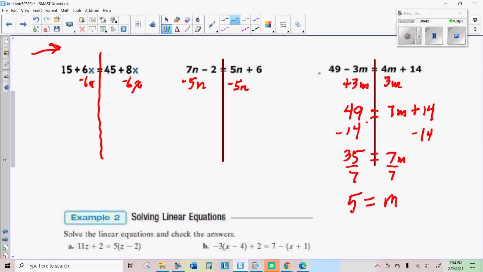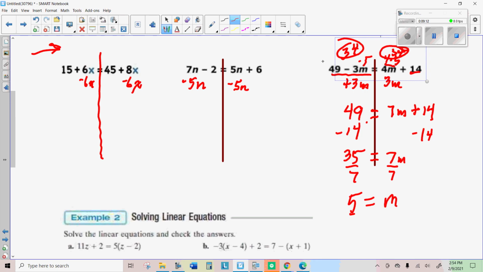Now, when you check this, you actually have to check two sides here. You have to do 49 minus 3 times 5 on this side. I'm just going to put times 5 there because my answer is 5. And then over here, we have to do 4 times 5 plus 14. So on this side, 49 minus 15 is 34. And 4 times 5 is 20, plus 14 is also 34. So we end up with the same on both sides, so it is correct.